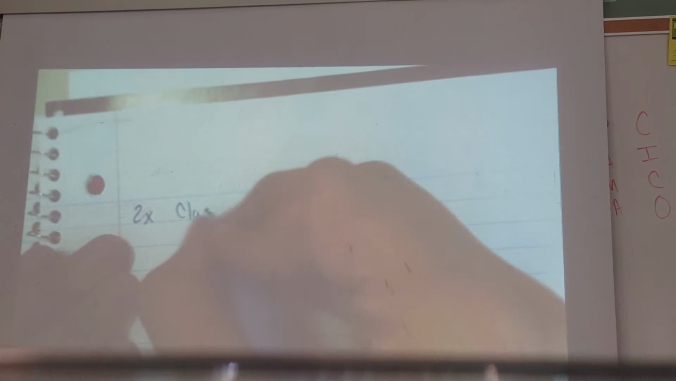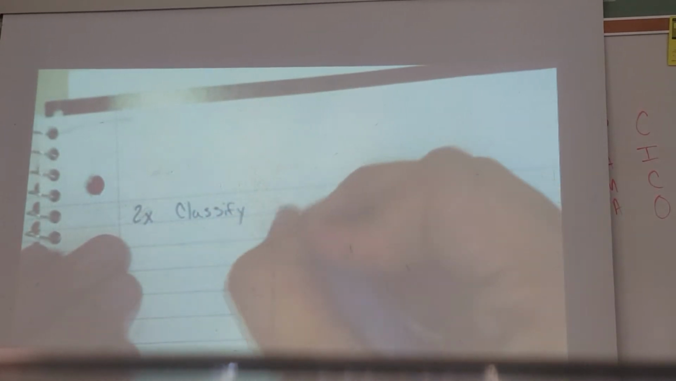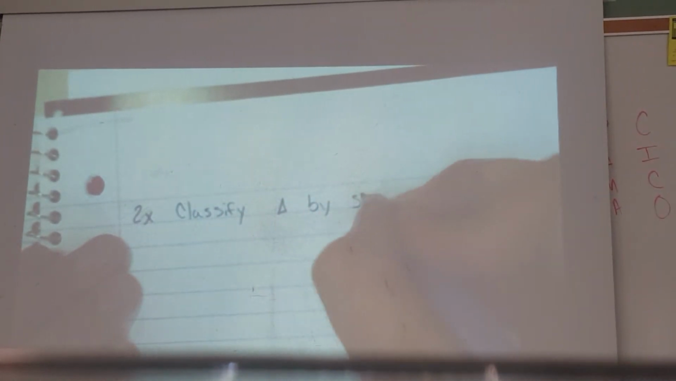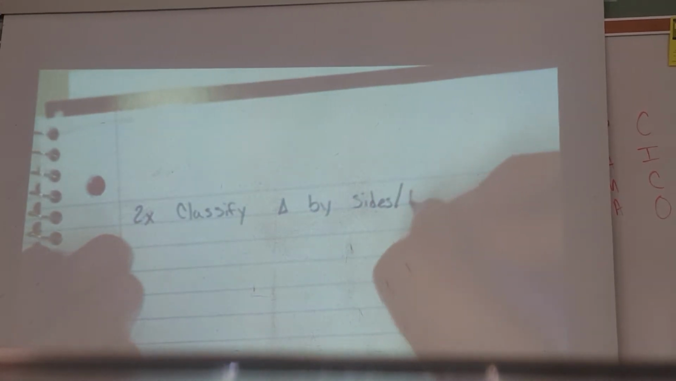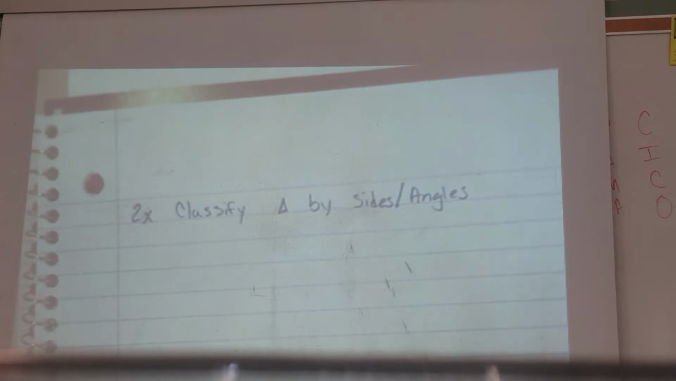Alright, so quiz review or test review. Just to recap a little bit of every type of question so that you have the confidence to do this. The first thing I said is that you should definitely be able to do two questions similar to this, where you're classifying a triangle by sides and angles. Make sure you can do both. Don't just do one or you'll get it wrong.